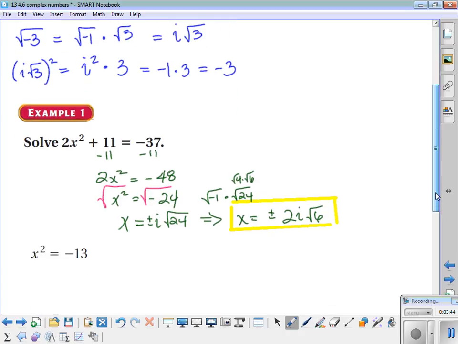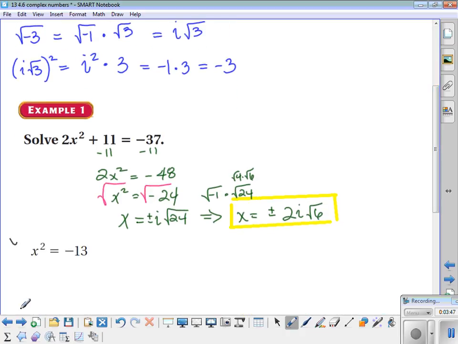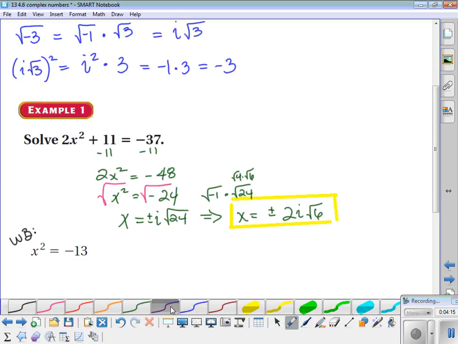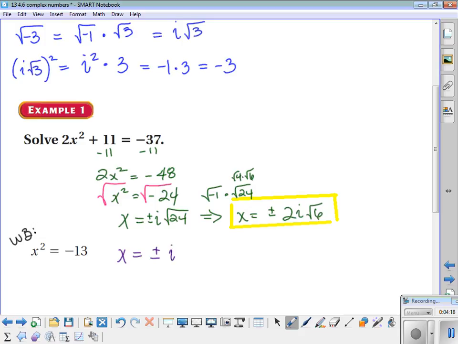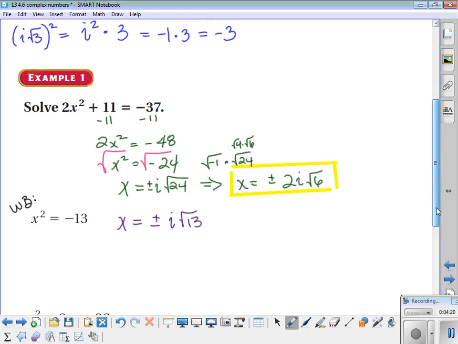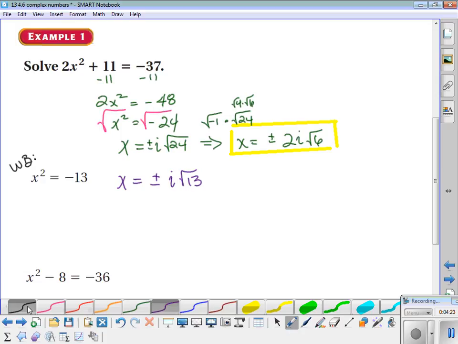So I'm going to have you guys do this one on your whiteboards. A little less complicated here. Remember, when you take square roots, you've got a positive and negative answer. All right, it looks like we're all agreeing it would be that x equals plus or minus i root 13. All right, here's one a little more complicated. Let's have you guys do this one on your whiteboards.